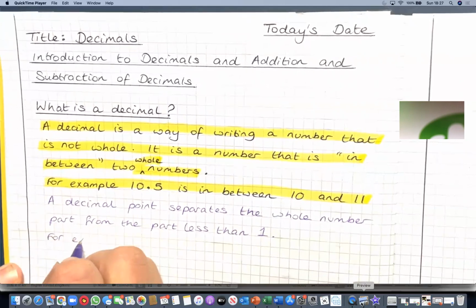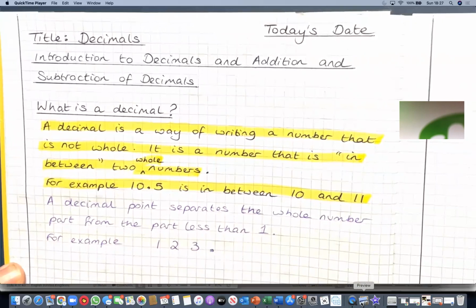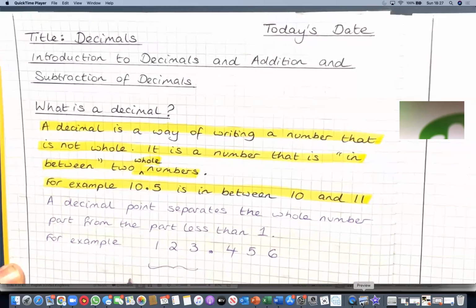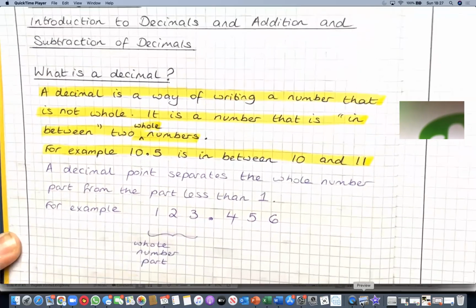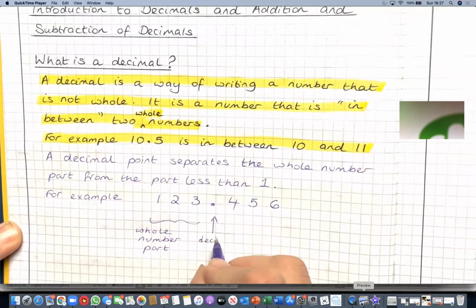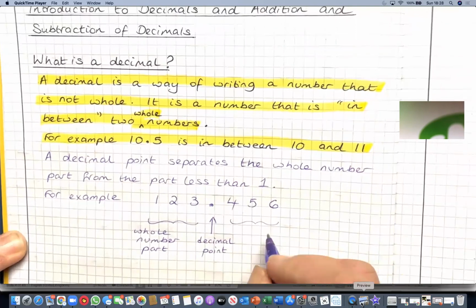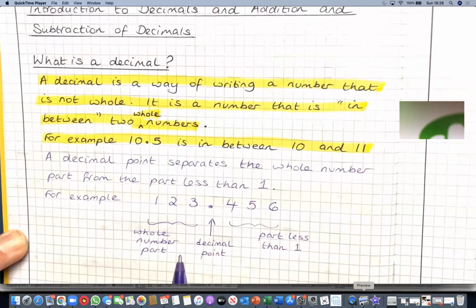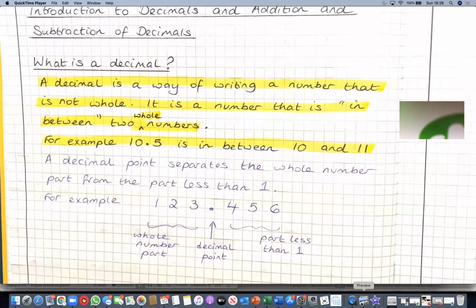Let's do another example. For example, let's look at the number 123.456. Okay, 123 is the whole number part. We've got our decimal point in between. And then we've got 456, which is the part that is less than 1. Okay, the whole number part 123, the decimal point, and the part less than 1. All fairly straightforward. So let's move on.